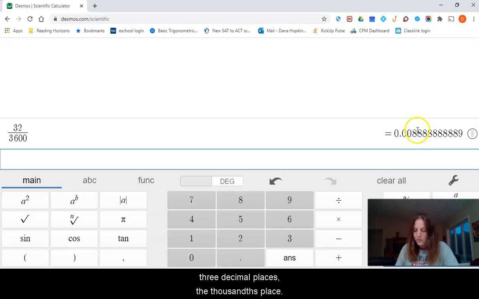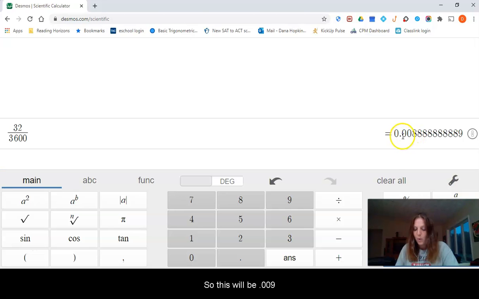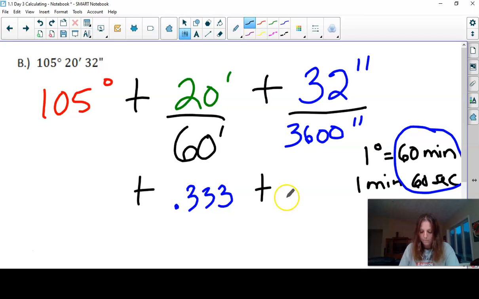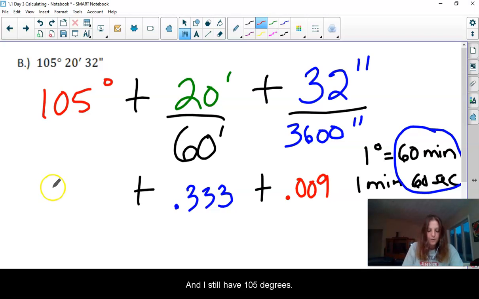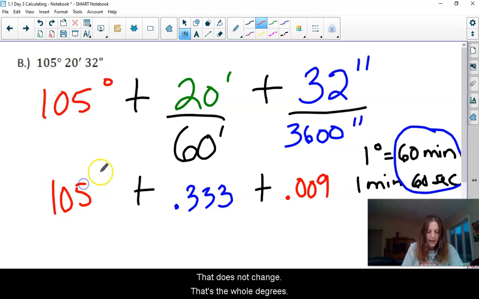So if you round it to 3 decimal places, the thousandths place, that 8 followed by the 8 is actually going to round that to 9. So this will be 0.009. So that's what I'm going to write down. And I still have 105 degrees. That does not change. That's the whole degrees.